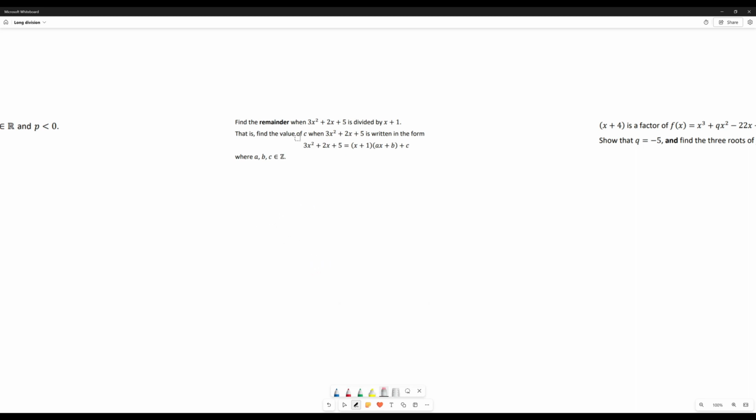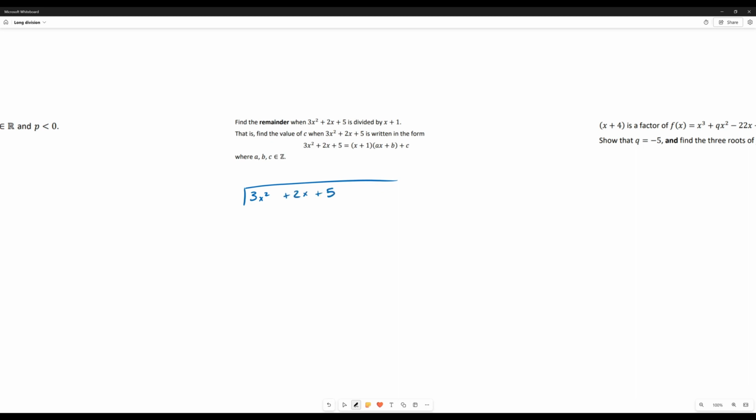That is, find the value of c when 3x squared plus 2x plus 5 is written in the form. Now this, I think, threw a lot of people, these bits. It's weirdly something that I will explain at the end, once I have something to kind of reference, if you get me. It's still bad, but okay.